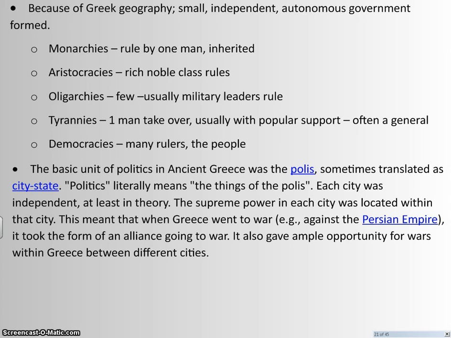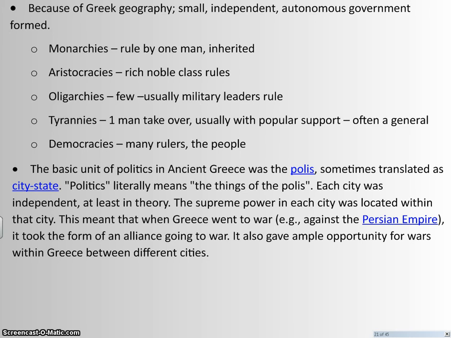Now, the basic unit of politics in ancient Greece is what is called the polis, sometimes translated as city-state. And the term politics literally means things of the polis. Each city is independent, at least in theory. There is no greater Greek king. The supreme power in each city is located within that city. This meant that when Greece went to war, say against the Persians, which is the war we will talk about first, it takes time to form an alliance going to war.